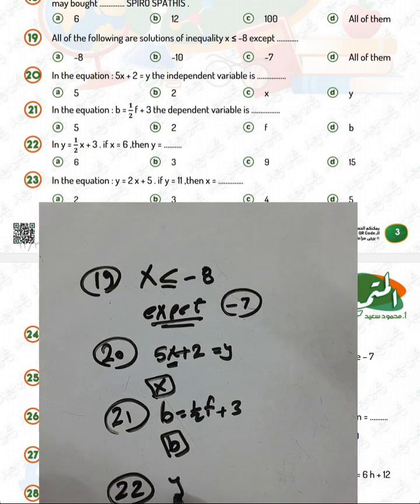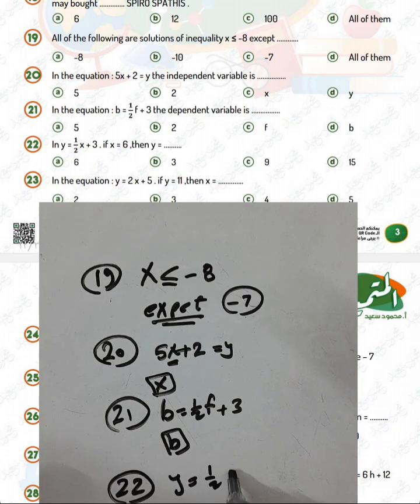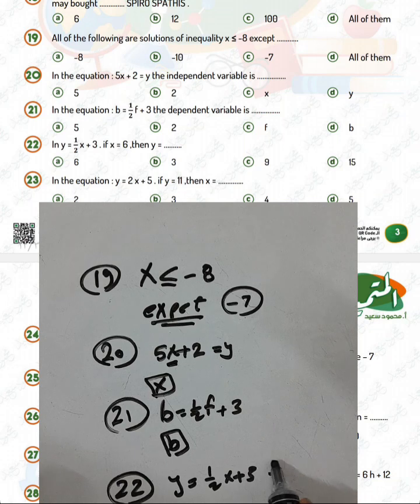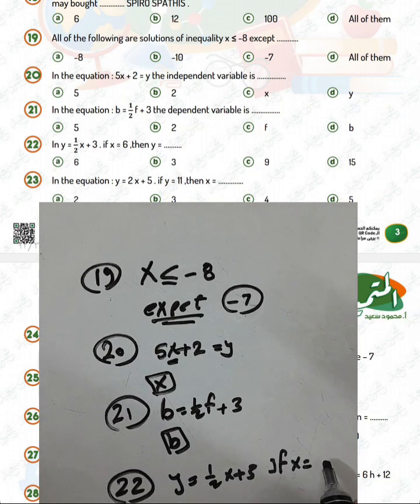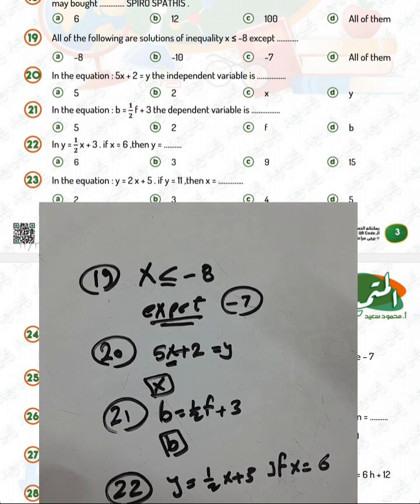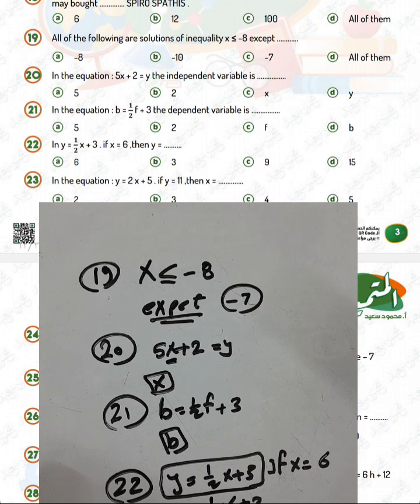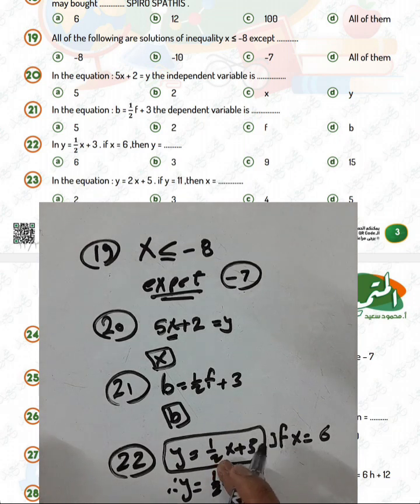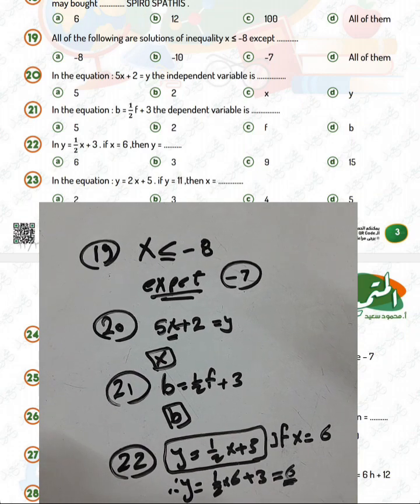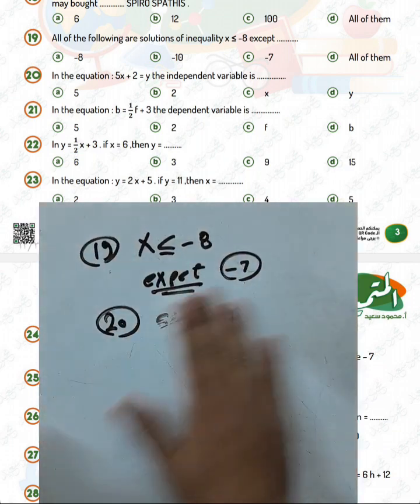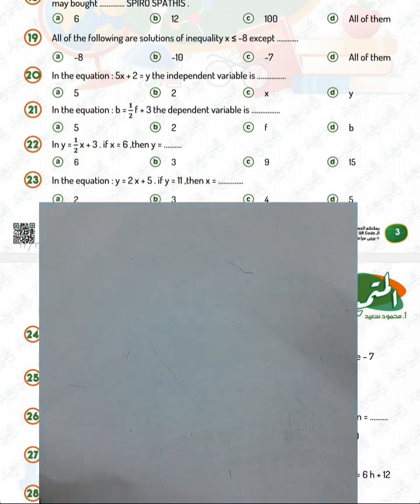And y equals half x plus 3. If x equals 6, then y will equal half multiplied by 6 plus 3. Okay, put x equals 6, half of 6 is 3, 3 plus 3 equals 6. Then the result here will be equal to 6. Next question.